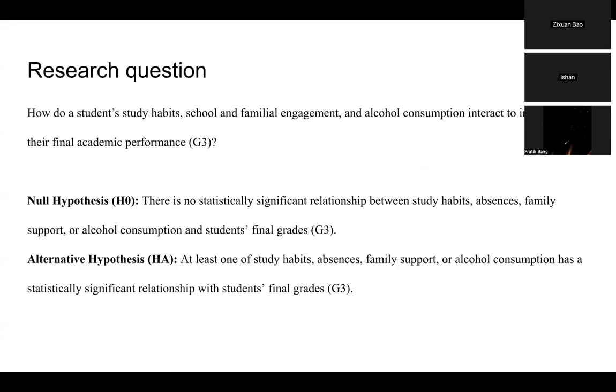For the final research question for our group, I would like to talk about how students' study habits, school and familial engagement, and alcohol consumption interact to influence their final academic performance. The null hypothesis in this case is that none of these predictors, which are study time, absences, family support, or daily alcohol use, has a statistically significant effect on G3. And the alternative hypothesis is that at least one of them does have a significant effect on G3.